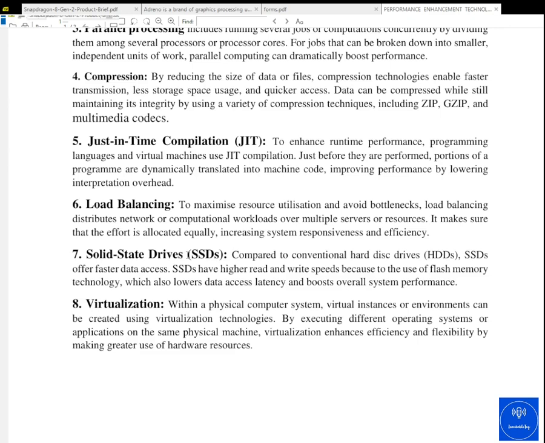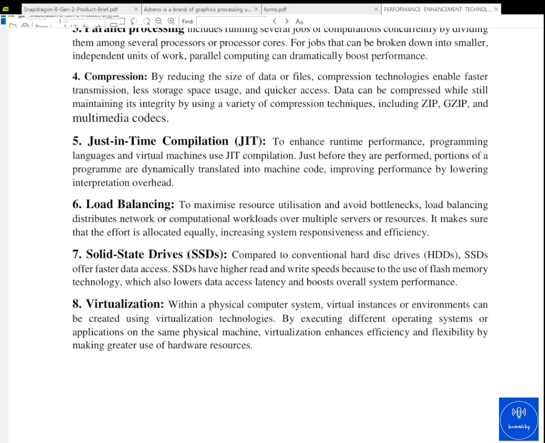Compared to the conventional hard disk, solid state drives have higher read and write speed because they use what we call flash memory technology. So that one generally lowers data access latency and boosts overall system performance.